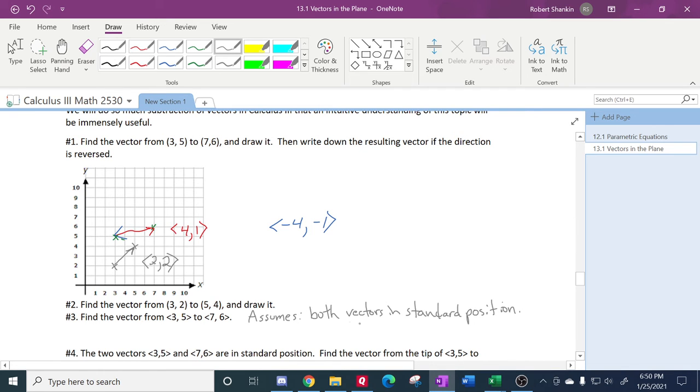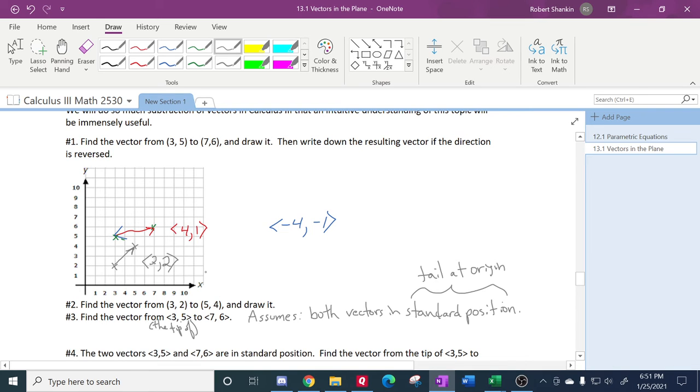Both vectors in standard position means standard position is tail at origin. And this is going from the tip, kind of like the tip of that to the tip of that. So it's kind of assumed that we're going from one to the other. We'll wind up seeing, find the vector from this vector to this vector. It'll assume they're in standard position and you're just going from one tip to the other. It'll be the same answer.